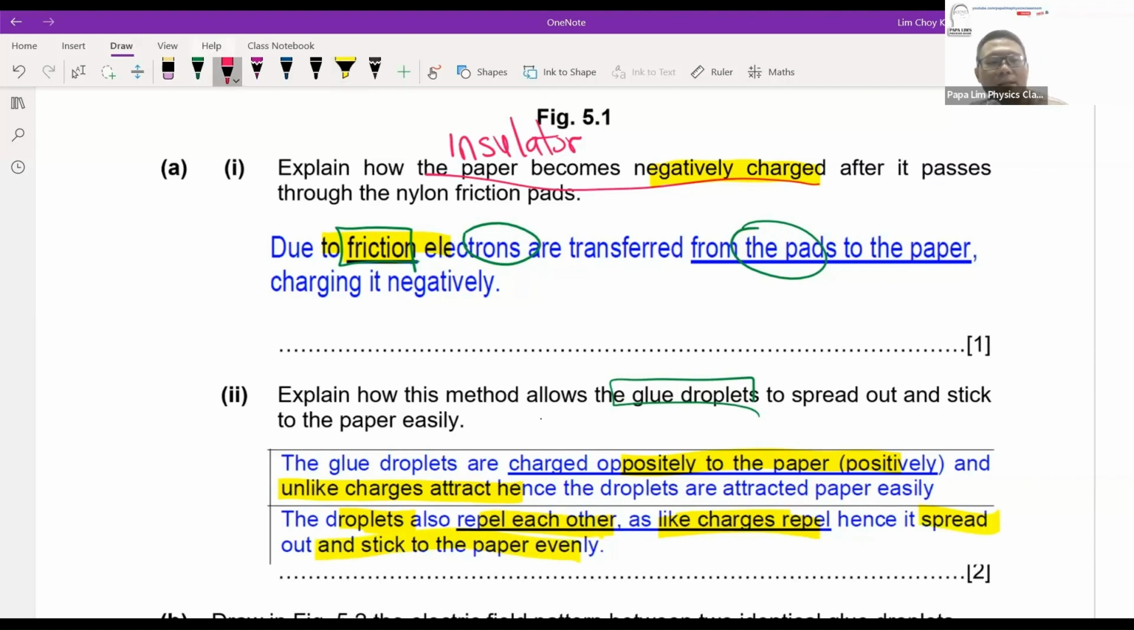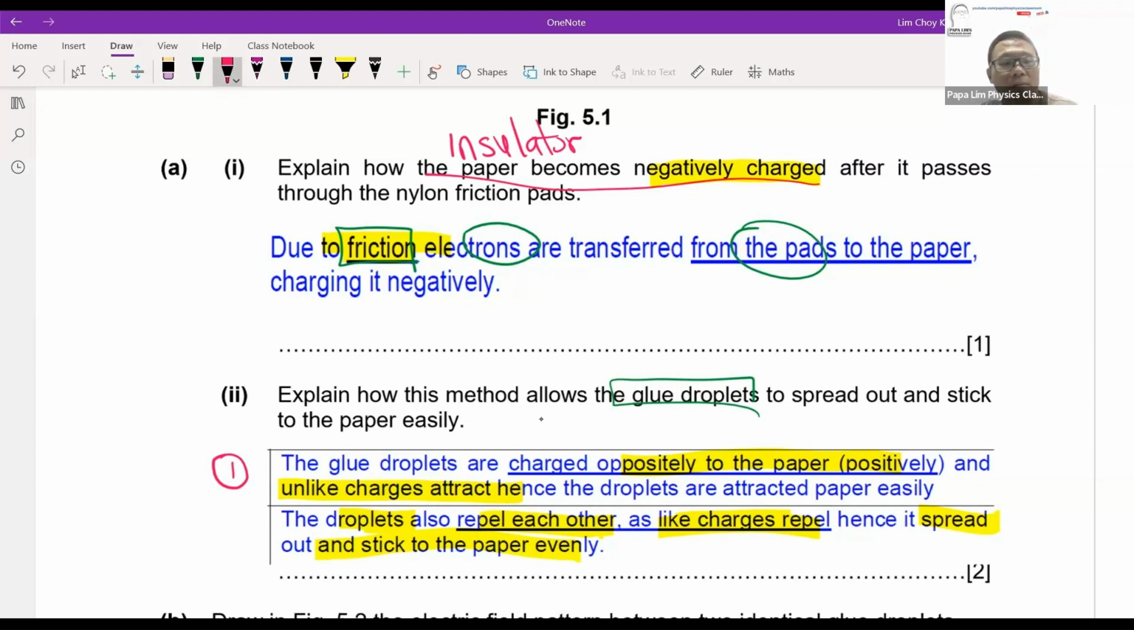So in this question, there are actually two advantages. The first advantage is that the glue, being positively charged, sticks to the paper more readily. The second advantage is that because all the glue droplets are positively charged, they will not attract each other. They will actually repel each other.